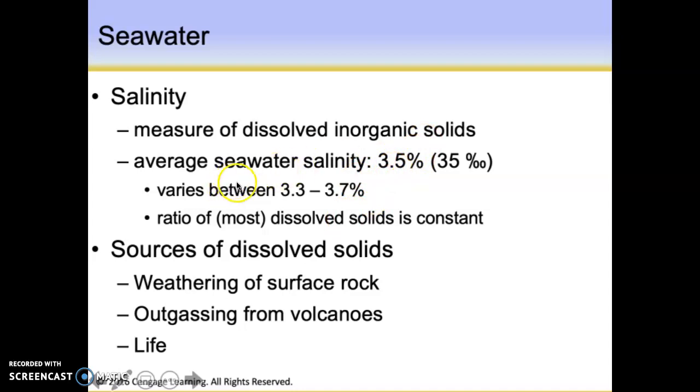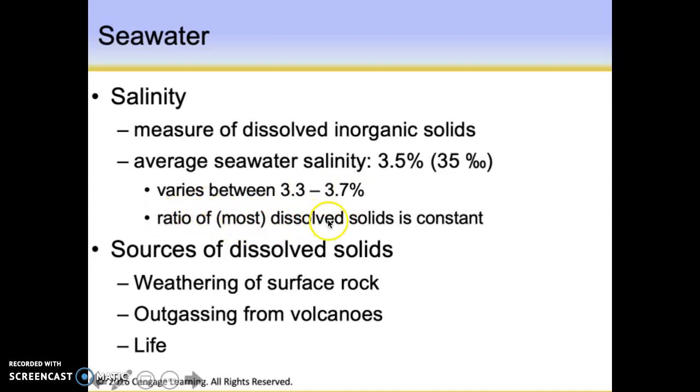The actual salinity of seawater can vary between roughly 3.3 and 3.7%. And in some coastal regions, especially if you get up into what we call an estuary, which is a place where freshwater and seawater mix, you can get lower numbers than that. But that's technically not out in the ocean.